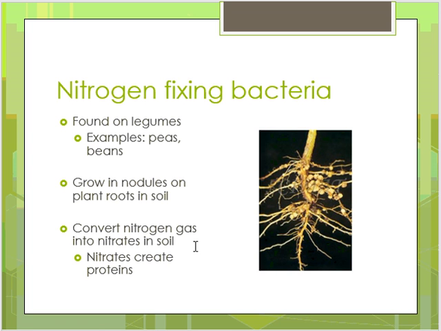Nitrogen gas is one of the most prominent gases in our air. However, plants can't just use it directly. Even though they're in an environment with lots of nitrogen, they can't use it directly. So nitrogen-fixing bacteria basically turn the nitrogen into a useful form for the plant to use.